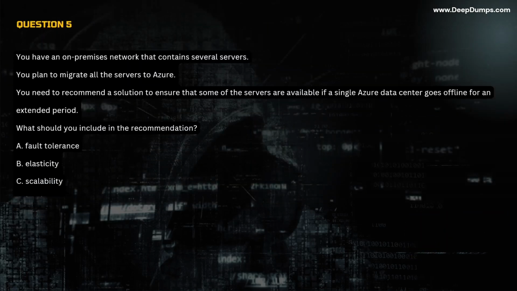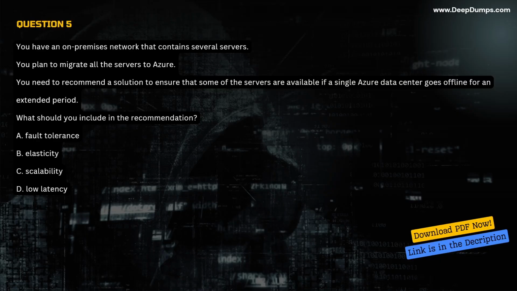Question 5. You have an on-premises network that contains several servers. You plan to migrate all the servers to Azure. You need to recommend a solution to ensure that some of the servers are available if a single Azure data center goes offline for an extended period. What should you include in the recommendation? A. Fault tolerance. B. Elasticity. C. Scalability. D. Low latency.